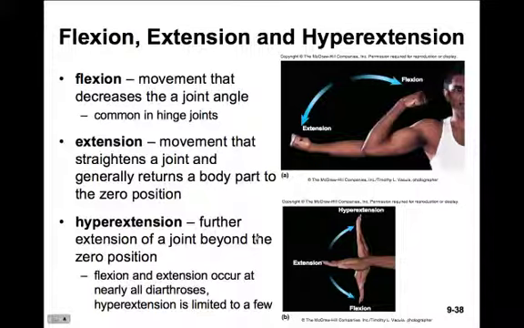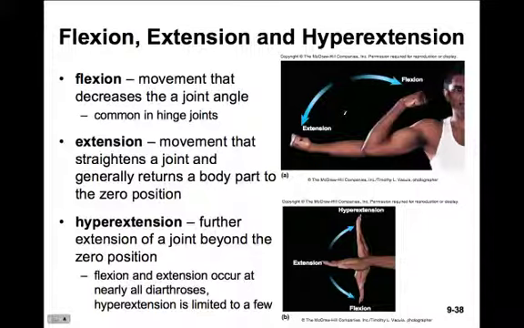When we flex our biceps, as you see in this top picture, the angle is decreased between the forearm and the humerus. So flexion is a movement that decreases a joint angle, and it's very common in hinge joints. Extension is the opposite of that. It's where we increase the angle between two bones and return the body part to the zero position. Hyperextension is going further than a regular extension to a point that's beyond the zero position.